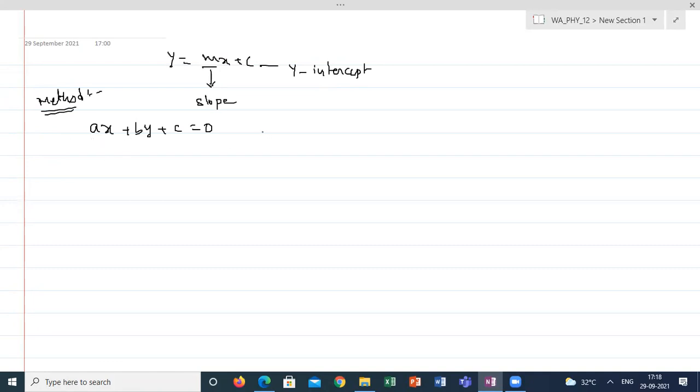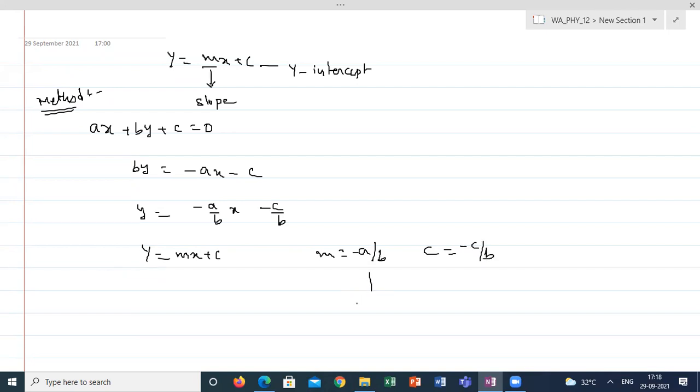Just write it in y is equal to mx plus c form. So by is equal to minus ax minus c. Y is equal to minus a by b x minus c by b. From here, this is looking like y is equal to mx plus c, where m is equal to minus a by b, and c is equal to minus c by b. So this is the slope of the line, and this is the y-intercept.